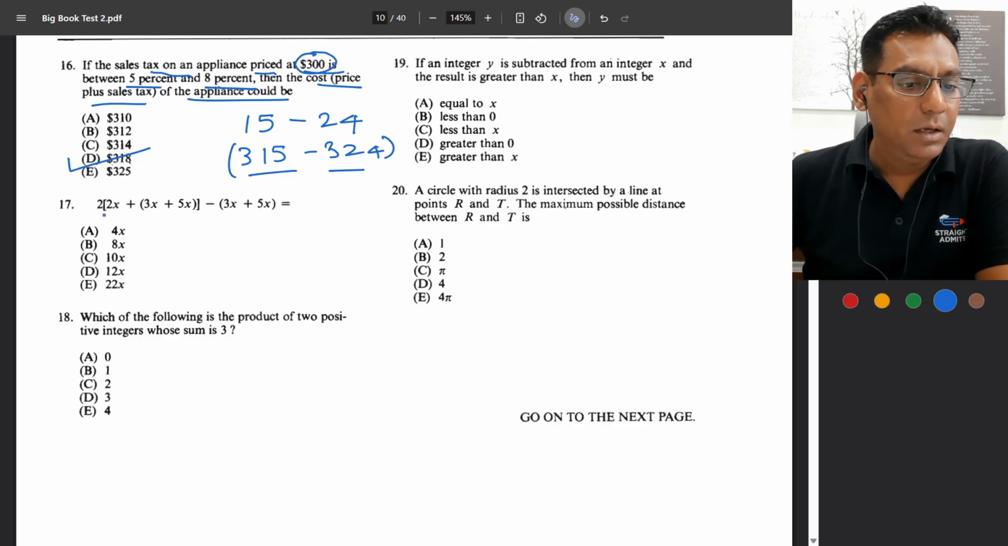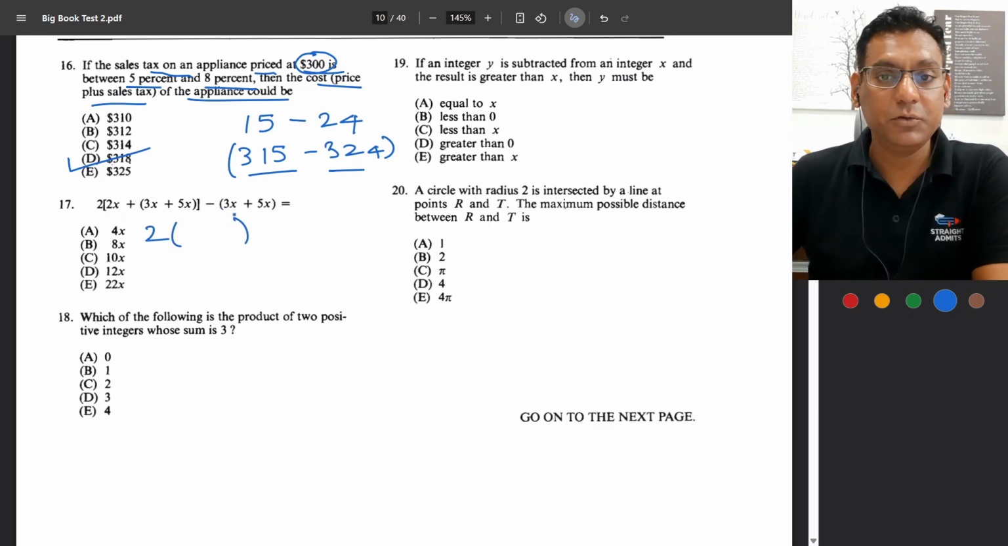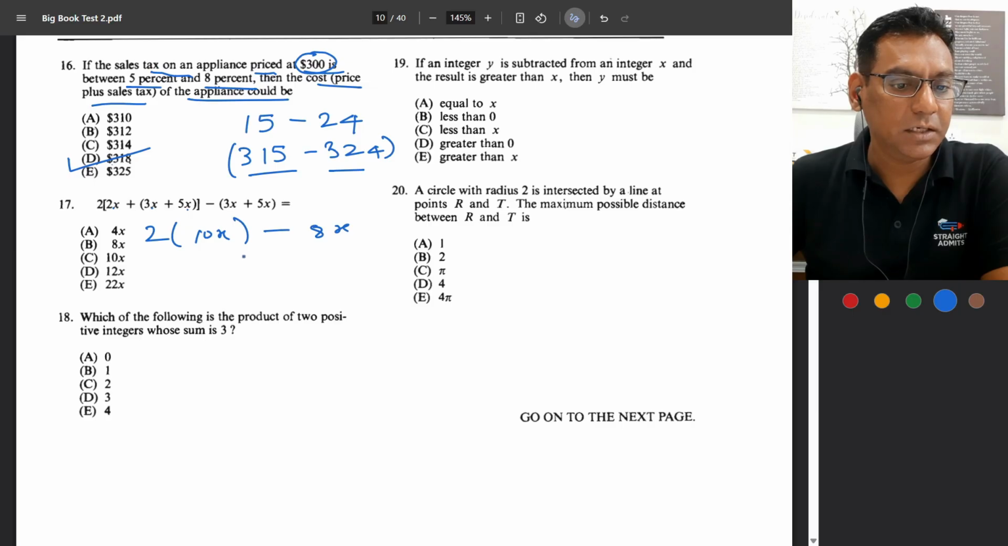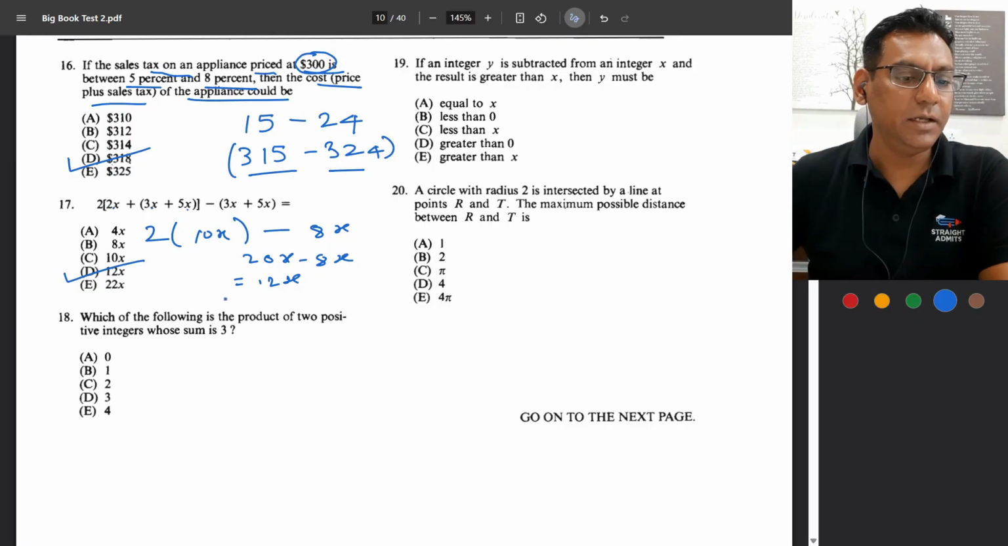Okay. Let's look at this. There are no squares or anything, pretty straightforward. But be careful with the calculations. Sometimes you mess up with the negative signs and everything. So 2x plus 3x plus 5x, so that's 5, 3 is 8 plus 2 is 10, 10x minus 8x, so that is 20x minus 8x, that is 12x. Okay, so answer choice D.